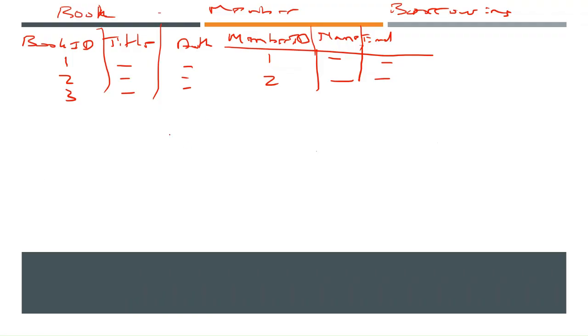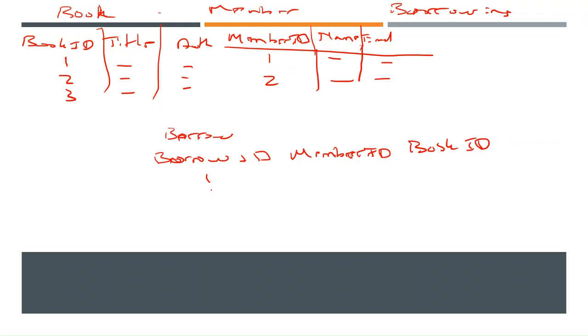When we talk about the borrowing table, I have a borrow ID, I have, for example, the member ID, and I will have the book ID, because the first book borrowed, the second book borrowed, the third book borrowed should be related to a member ID. For example, member ID 2 has borrowed the first book, member ID 5 has borrowed the second book, etc.